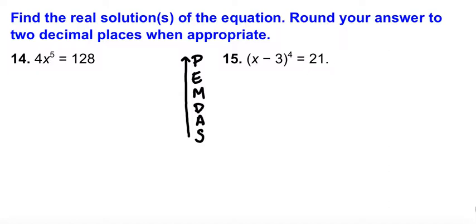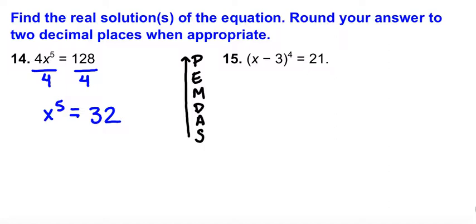Now, the easiest way to do these is just to think of it as an x. Well, how would I get the x by itself? Well, it says 4 times x to the 5th. So my first step is going to divide by 4 on both sides. So x to the 5th equals 128 divided by 4, which is 32.